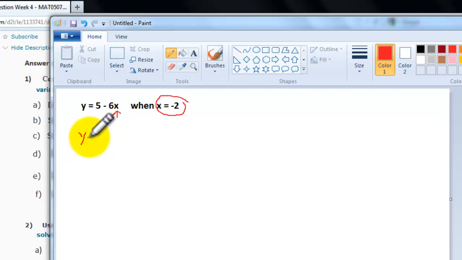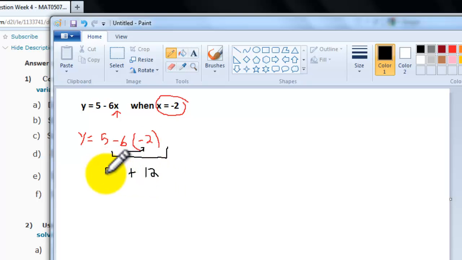So if I were to rewrite it, y equals 5 minus 6 times, because I'm going to put in this -2 instead of the x. So according to my order of operations, I'm going to do the multiplication first. So -6 times -2 is positive 12. And that would be the 5 in front. That's still there, didn't go away. So you bring it down, then 5 plus 12 is 17. All right. So that's 1A.